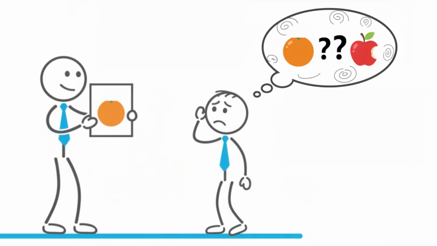The teacher now shows an orange. What's this? The confused student responds, "It's round like an apple, but wrong color, no stem. I'm 30% confident it's an apple?" No, this is an orange.